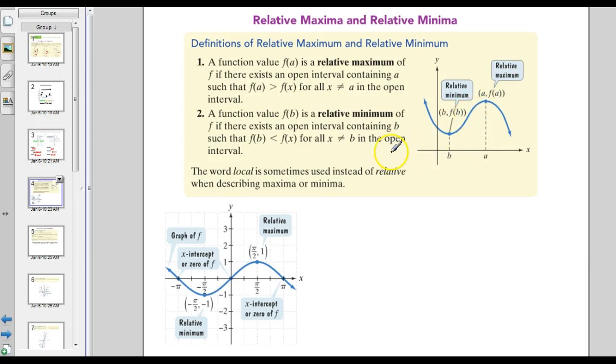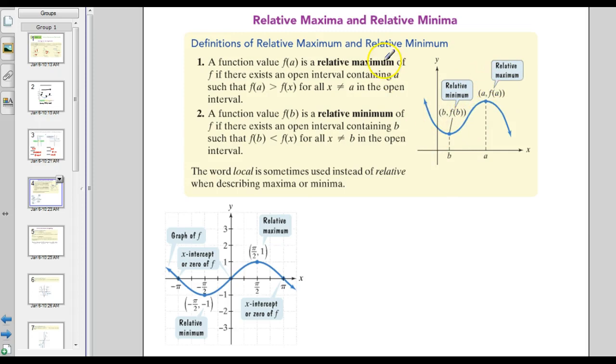So the way we say this is: f of a is a relative maximum, it's located at a. f of b is a relative minimum, it's located at b. So the x-coordinate is the location of the relative min or relative max. The y-coordinate is that relative min or relative max.